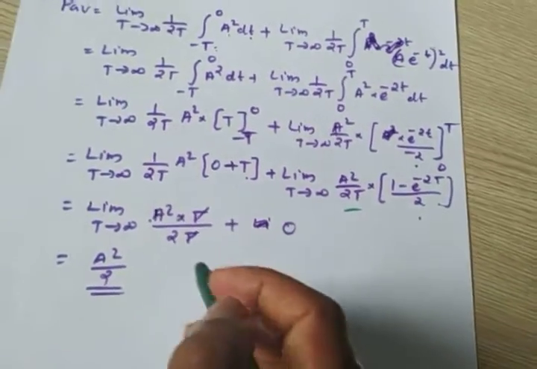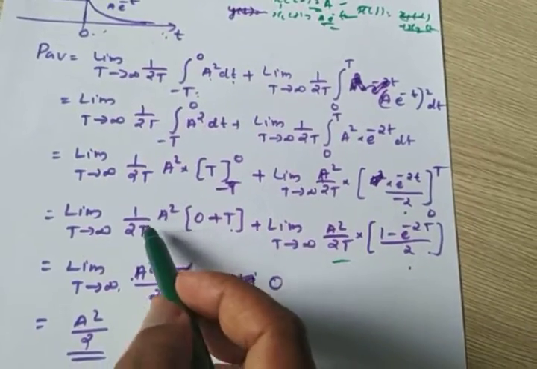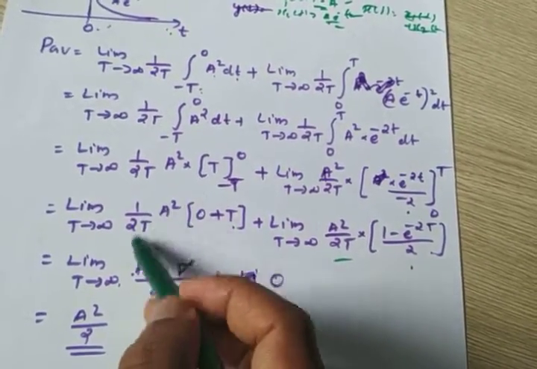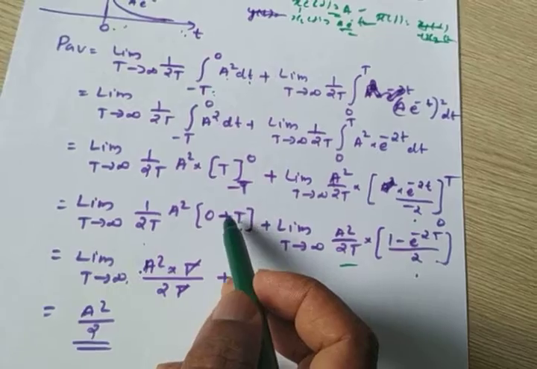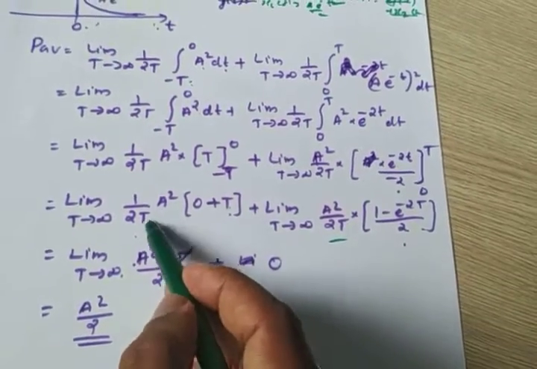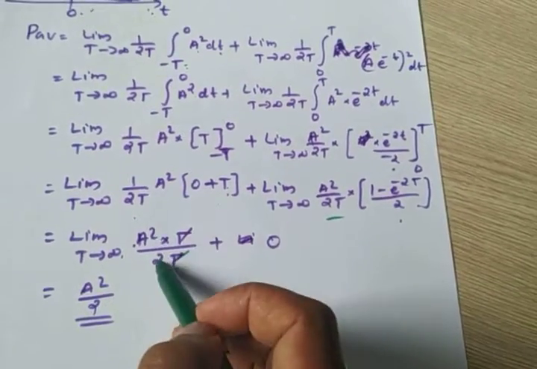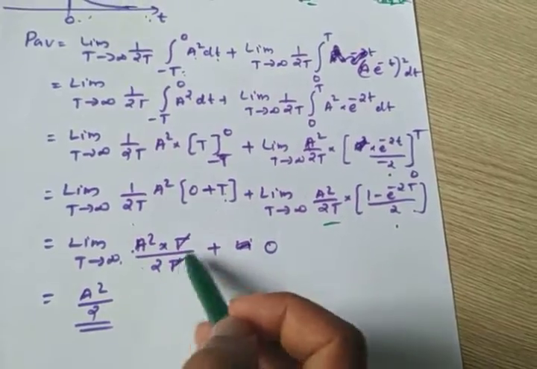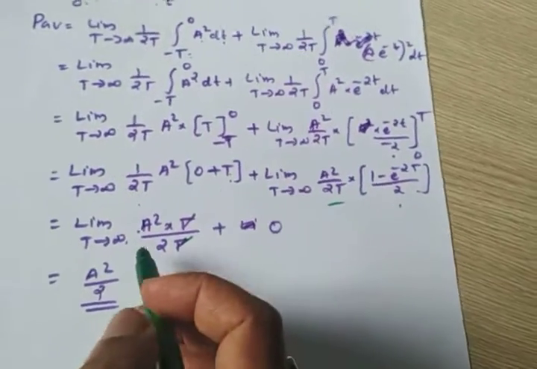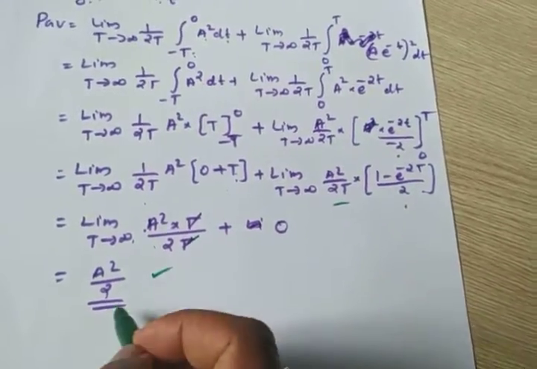So it is 0. So I have to find out the power of this. And so a square by 2t into t. So this t becomes cancelled out. So a square by 2. Limit t tends to infinity. Is there any t term? No t term. So a square by 2. So the power of the signal is a square by 2.